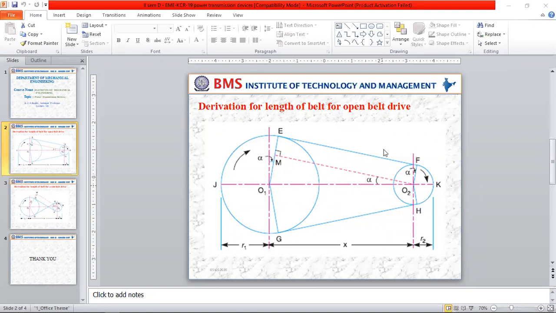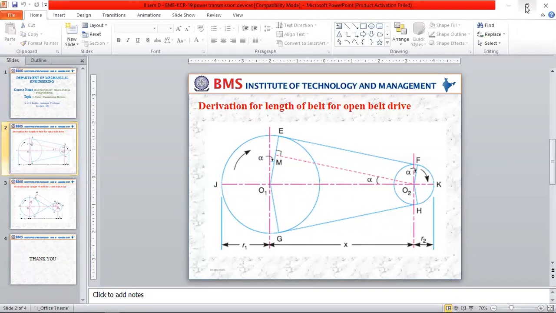And in order to get the alpha value, you can use the sin alpha equation, that is opposite side by hypotenuse. Then we can get the alpha value also. So after substituting all these values, arc GJ length or JE length, then EF length, FK length, and KH length, you are going to get the length of the belt.